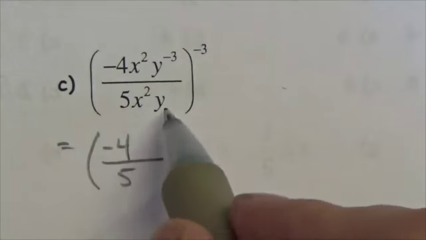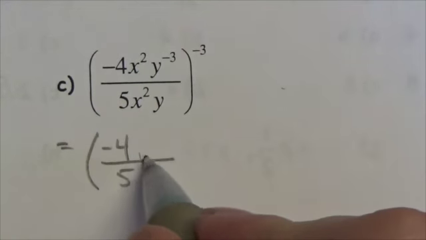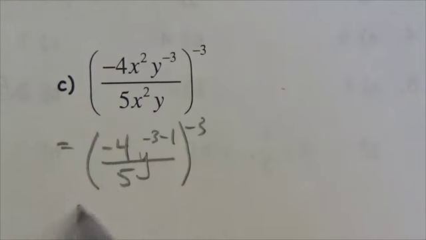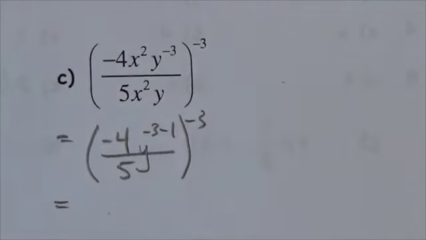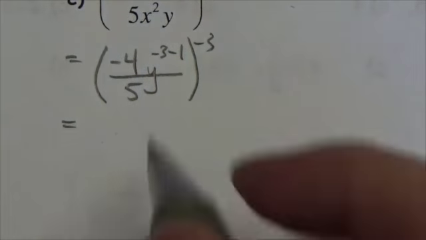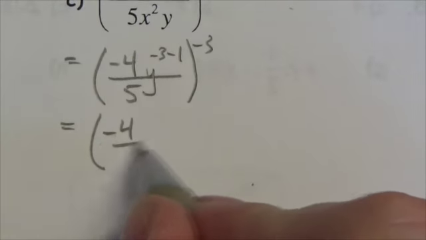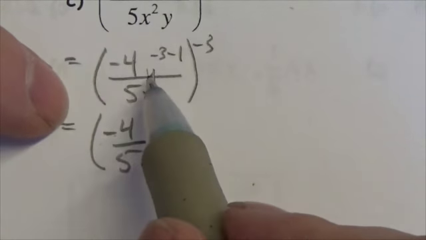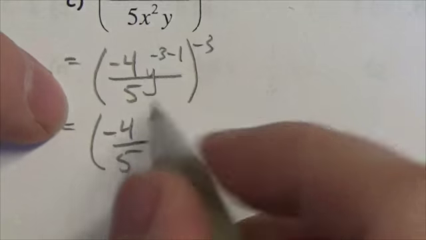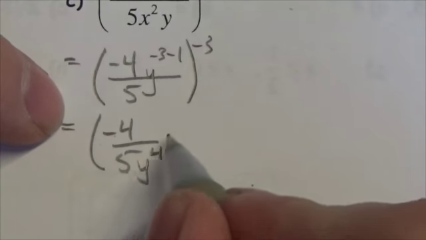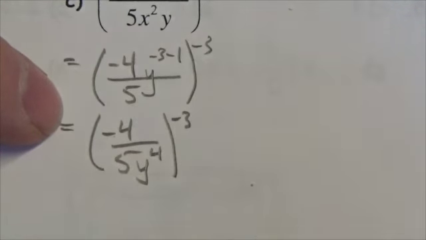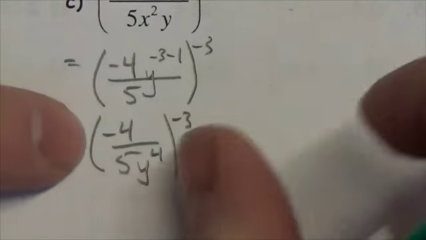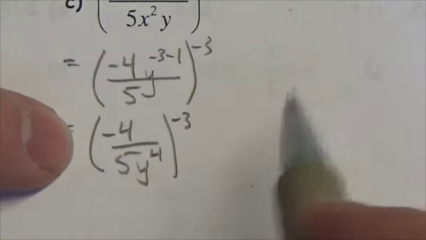Now, y to the negative 3 over y, this is going to be y to the negative 3 minus 1. And I know that there are other ways that I could do this here, but for right now I'm going to choose to do it this way. So again, inside my brackets here, inside my parentheses, this is going to be y to the negative 4, and that negative is going to bring it down into the denominator. Now that I've simplified everything inside the brackets, I'm going to move on to the exponent.